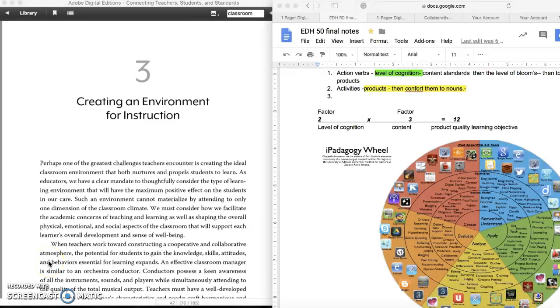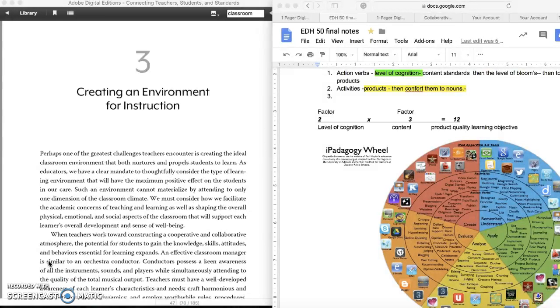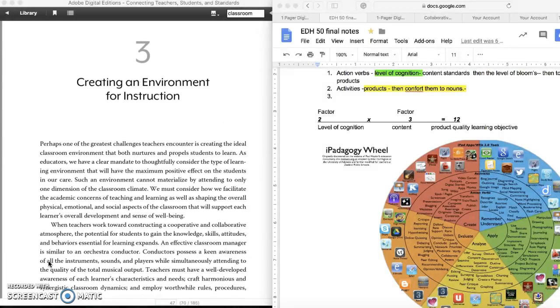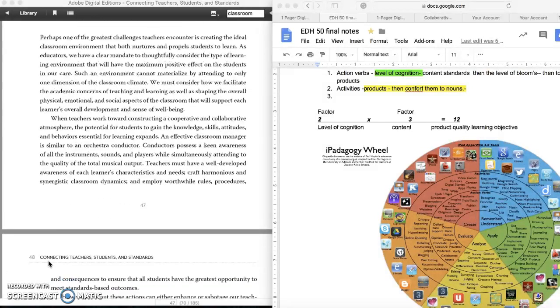Hello. Something that stood out from class was chapter 3 from the Connecting Teachers and Students and Standards ebook on how it talked about how one of the greatest challenges that teachers encounter is the classroom environment and how students have to know how to use appropriate behavior while learning.